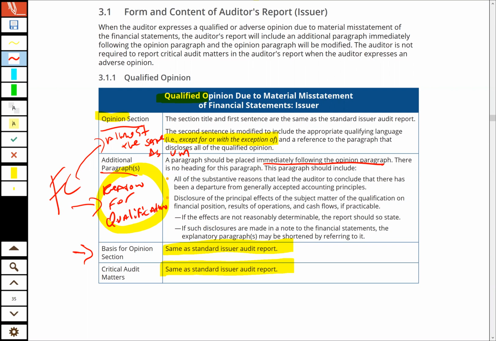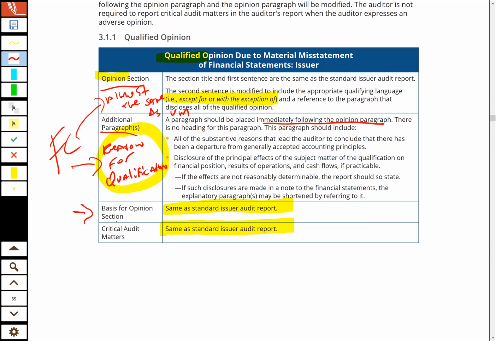Now, you add an additional paragraph. Notice it's being called additional because you don't have it in the unqualified, right? And then basis for the opinion is the same, critical matters is the same. So you're basically knowing how to tweak the unqualified, unmodified for the qualifications here that we're talking about. Okay, thank you.